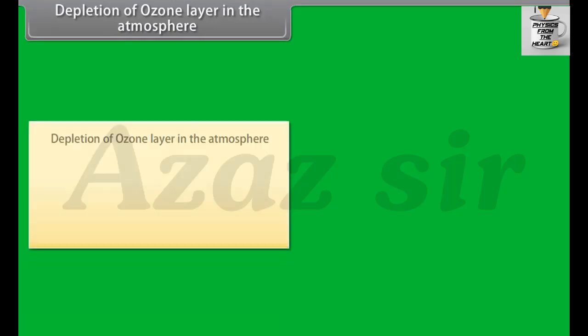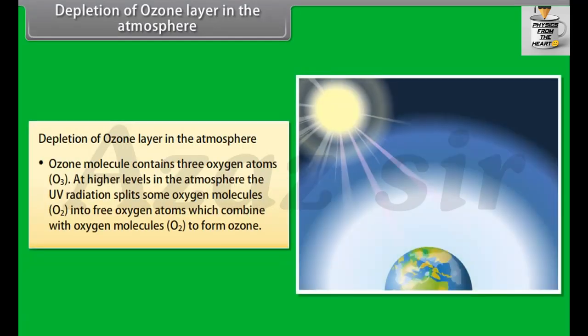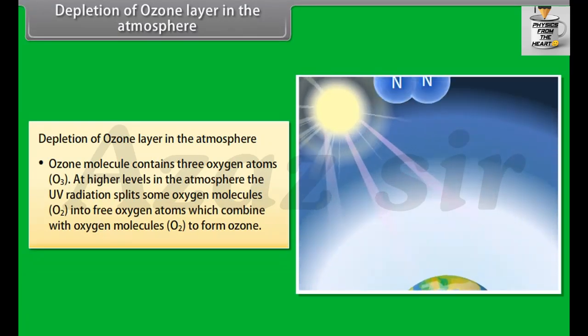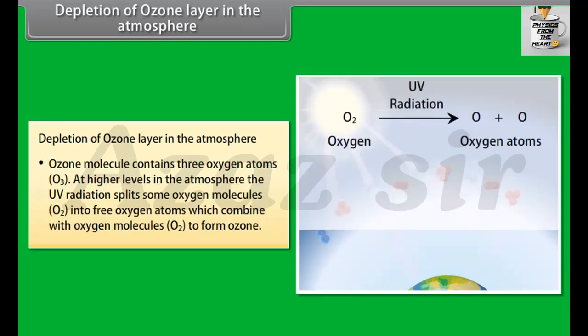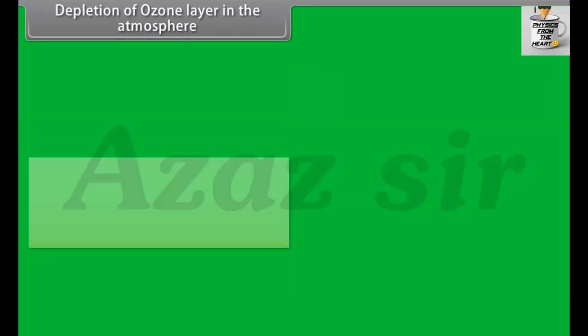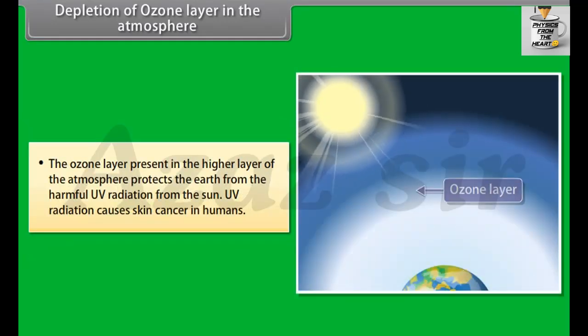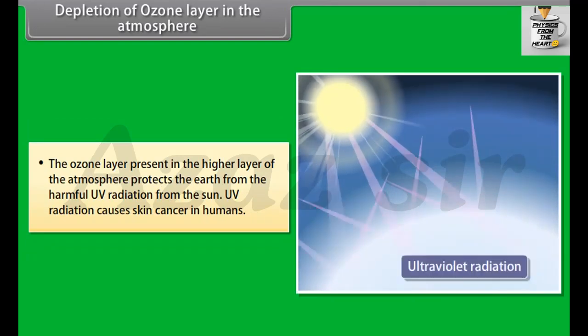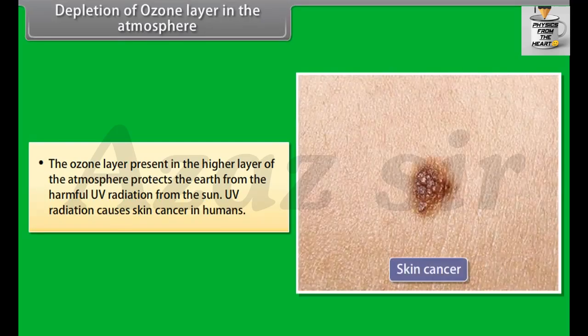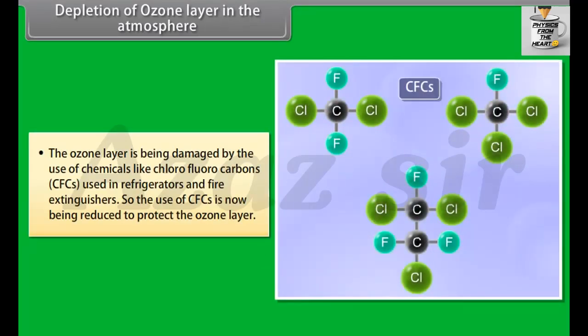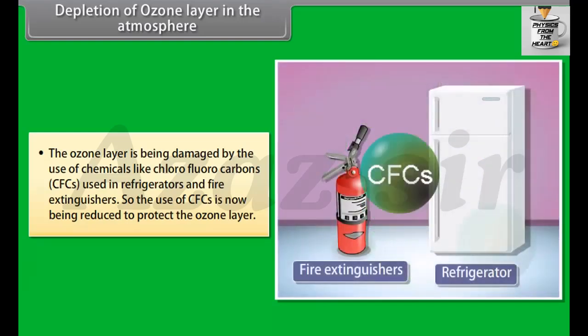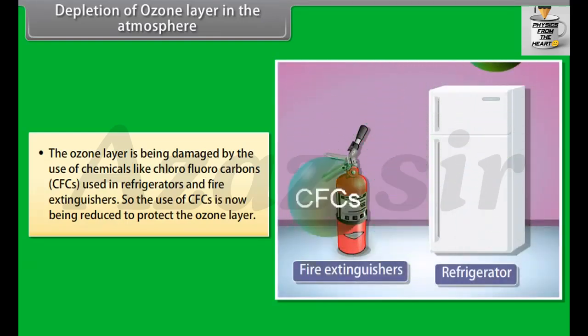Depletion of ozone layer in the atmosphere. Ozone molecule contains 3 oxygen atoms, O3. At higher levels in the atmosphere, the UV radiation splits some oxygen molecules, O2, into free oxygen atoms, which combine with oxygen molecules, O2, to form ozone. The ozone layer present in the higher layer of the atmosphere protects the Earth from the harmful UV radiation from the sun. UV radiation causes skin cancer in humans. The ozone layer is being damaged by the use of chemicals like chlorofluorocarbons, CFCs, used in refrigerators and fire extinguishers. So the use of CFCs is now being reduced to protect the ozone layer.